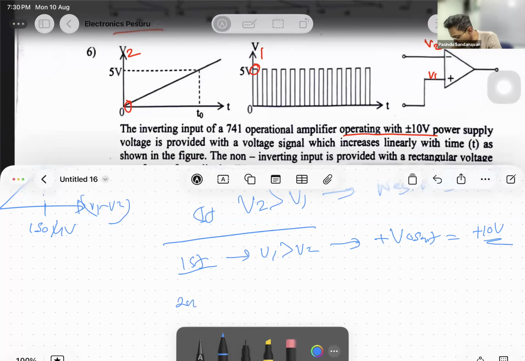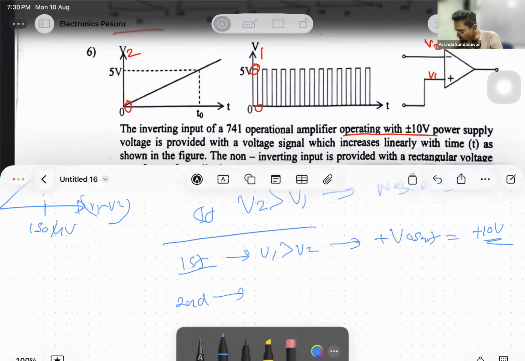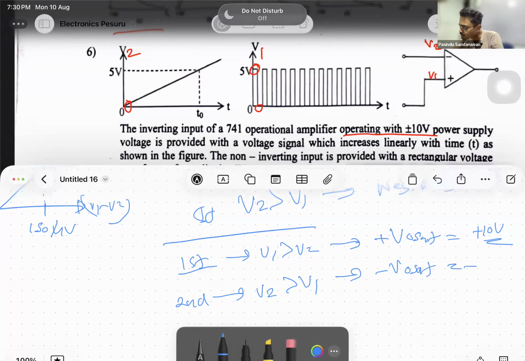If you check the second time interval, V1 is 0. Compared to 0, V2 is greater than 0, which means V2 is greater than V1. That is negatively saturated, minus V out set, then the output is minus 10. If you check the third, same as the first one: V1 is greater than V2, positively saturated, plus 10. If you check the fourth, same as the second scenario: V2 is greater than V1, negatively saturated, minus 10.